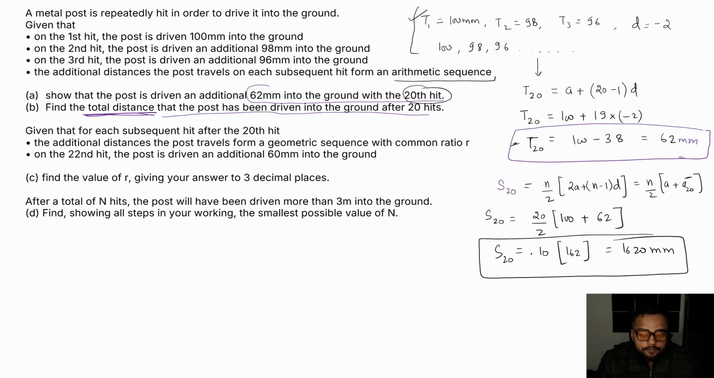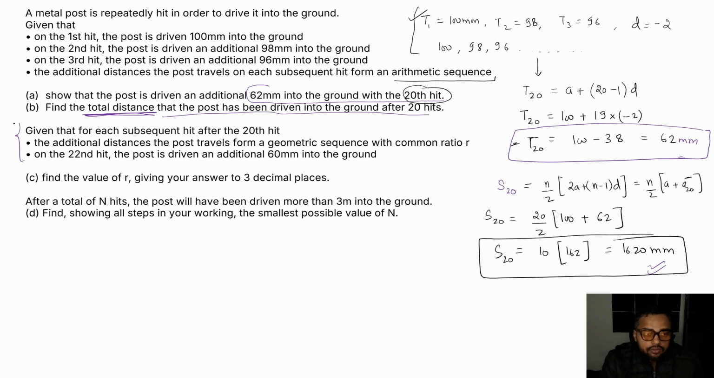Okay. This is the particular solution for the B part, student. Now we come to the next part. It is given that for each subsequent hit after the 20th hit, the additional distances the post travels form a geometric sequence with common ratio r. On the 22nd hit, the post is driven an additional 60 mm into the ground. Find the value of r, giving your answer to 3 decimal places.